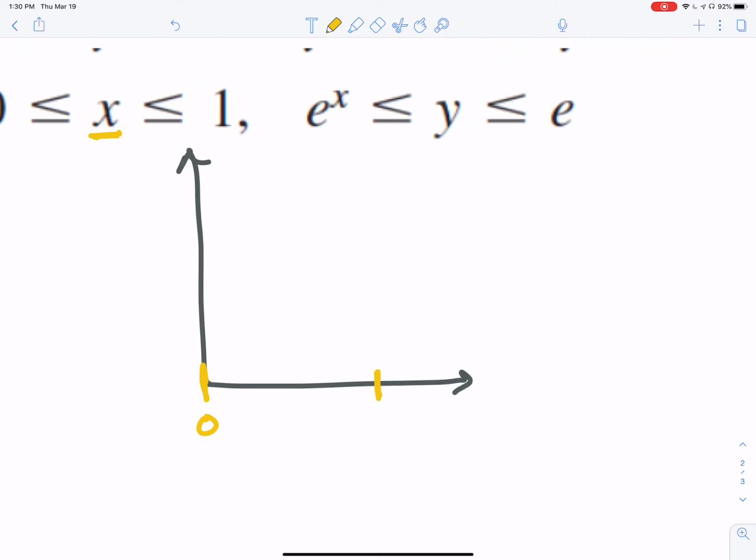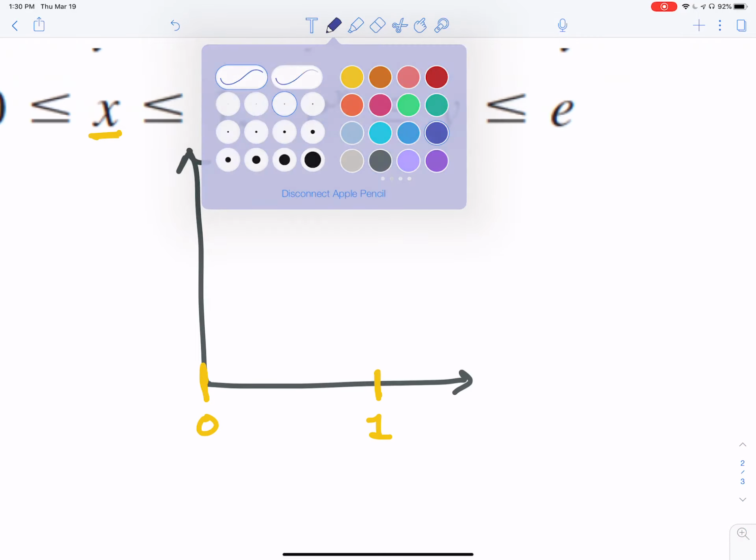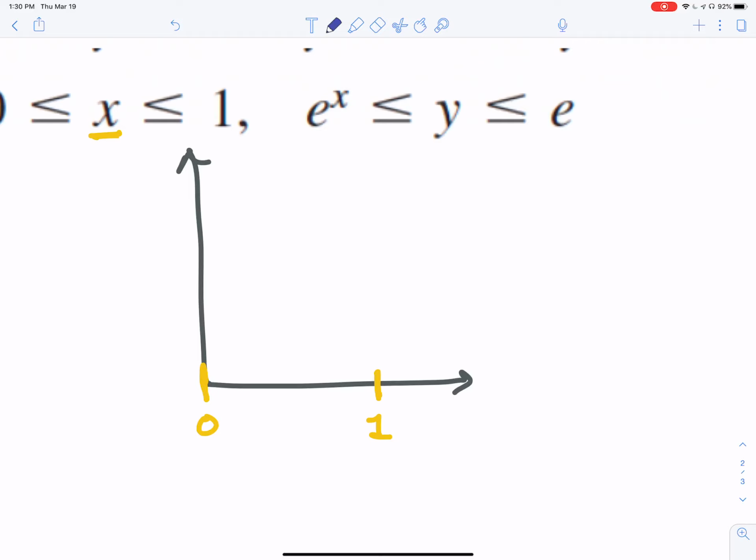Here's from 0 to 1. And let's see, y goes from e to e to the x. So let's see, e to the x would be this function here. Here's y, here's e to the x.